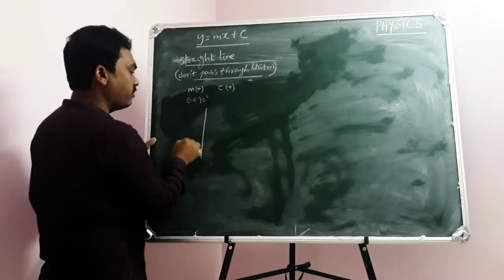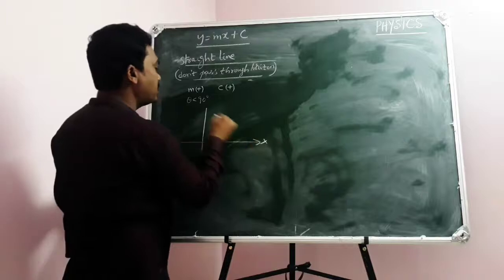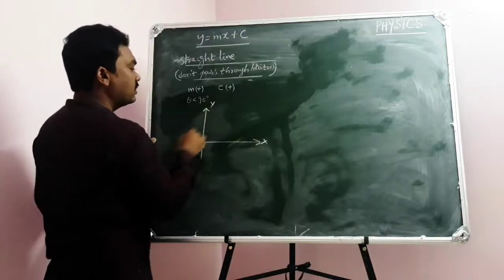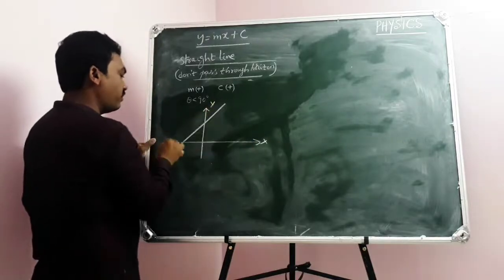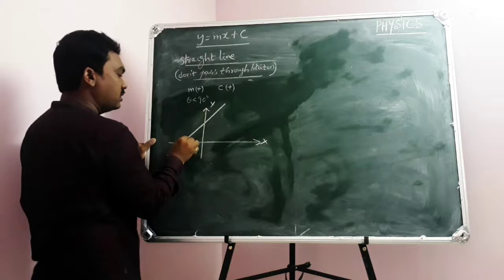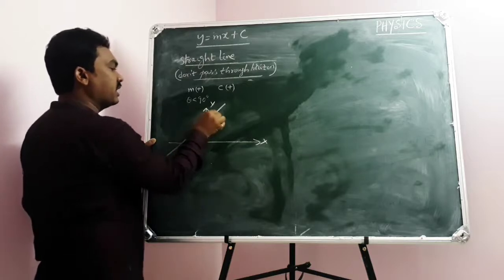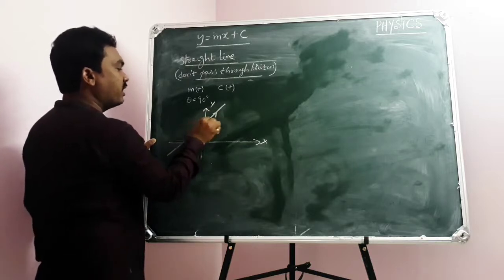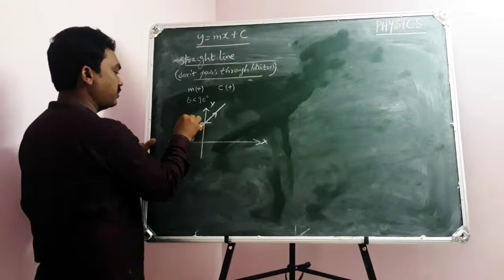Take a look at the graph. Here, x-axis, y-axis, here is your graph. Look at this. This line makes an angle theta less than 90 degrees, and here is the y-intercept, which is the positive y-intercept.